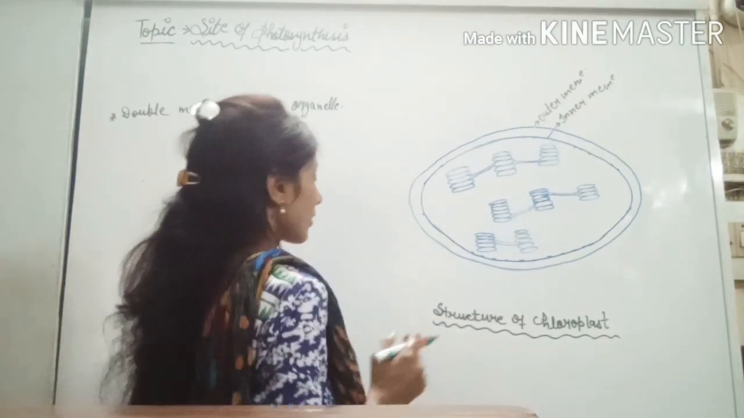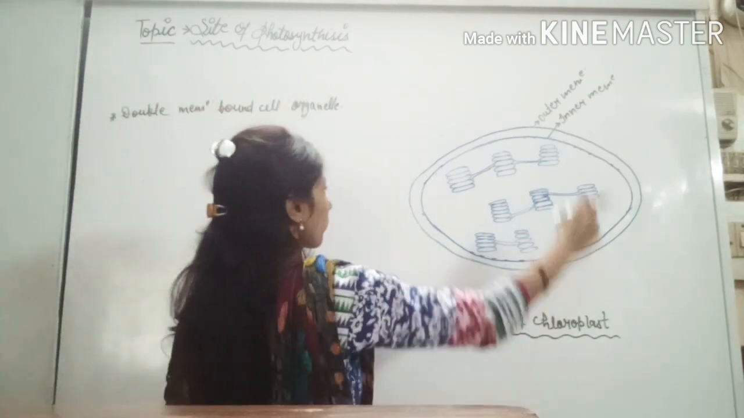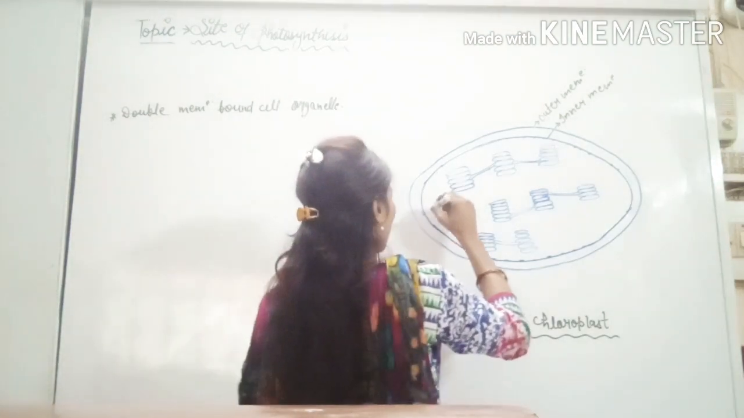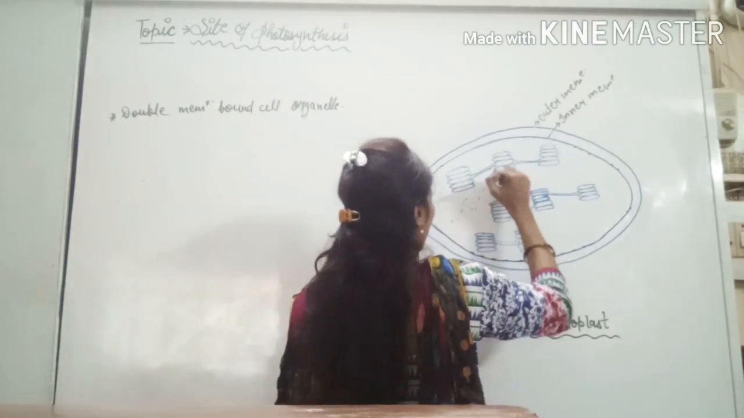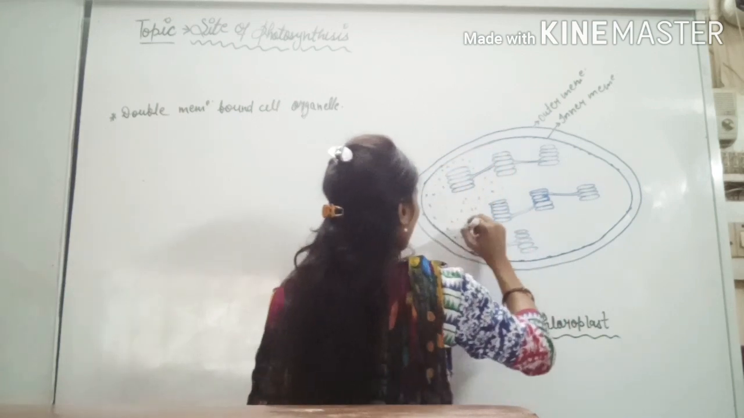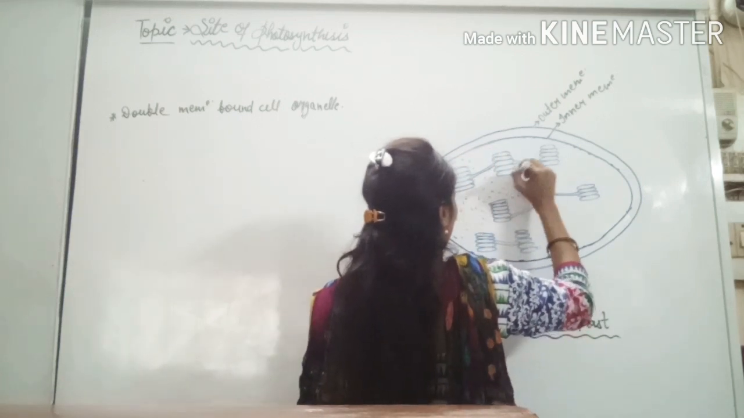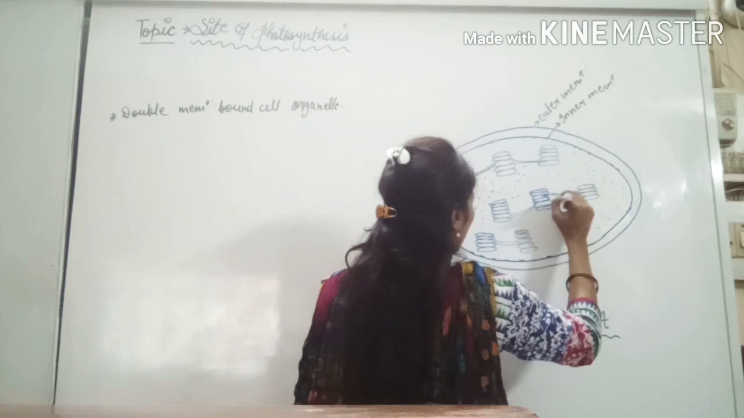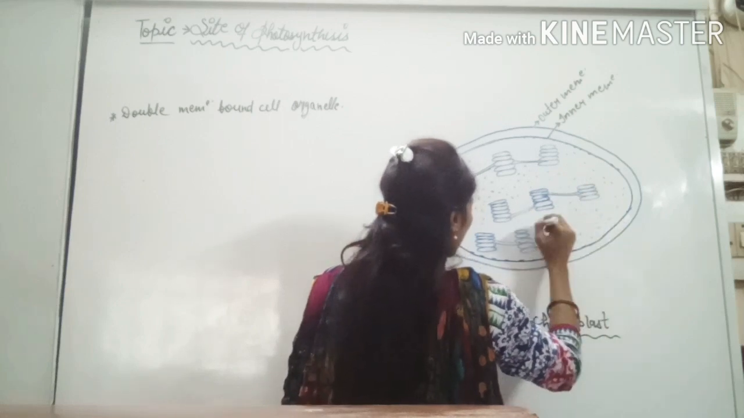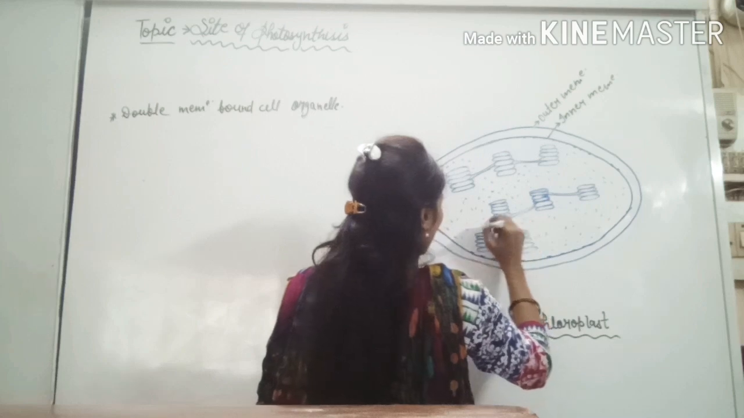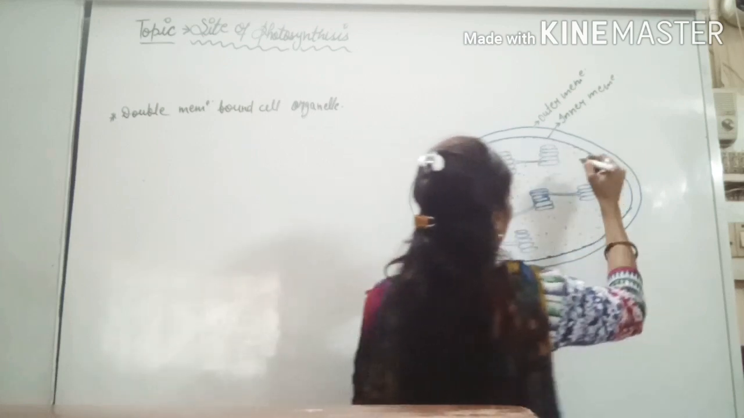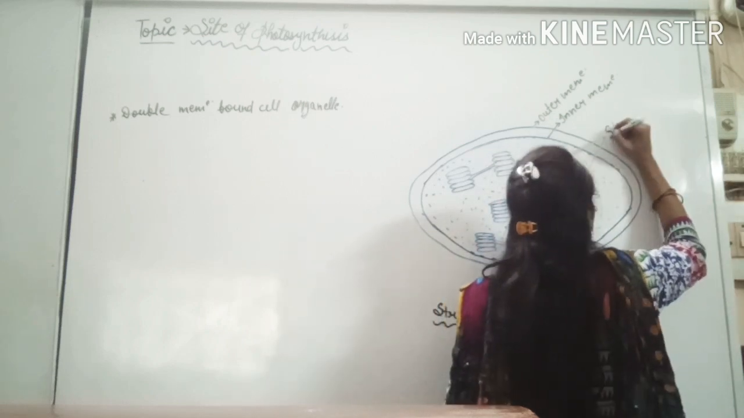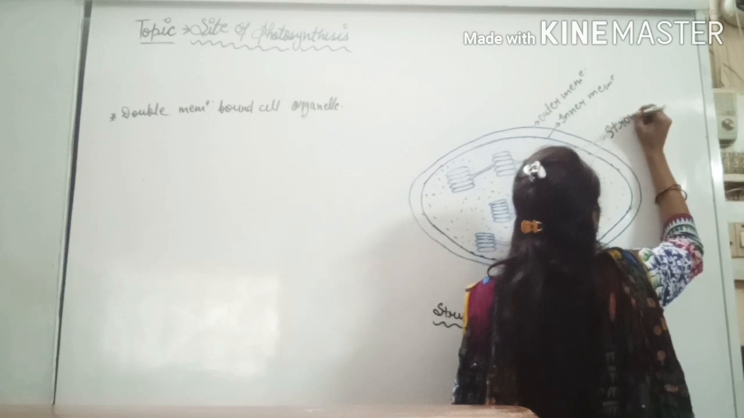Secondly, inside the chloroplast we can see the presence of a fluid, means a fluid is filled in it. Here there is the presence of a fluid in the base of the chloroplast, and it is known as the stroma. What is it called? This fluid is called the stroma, right? Clear?